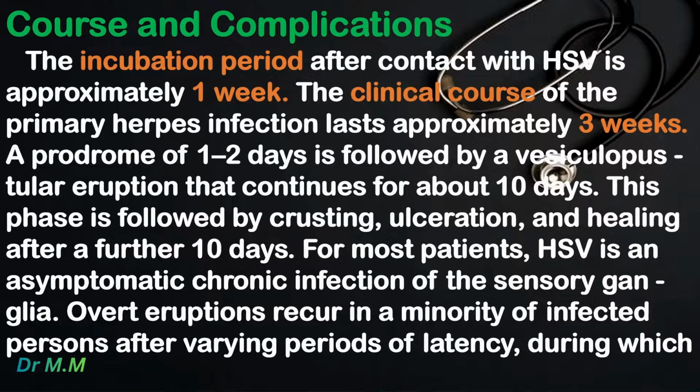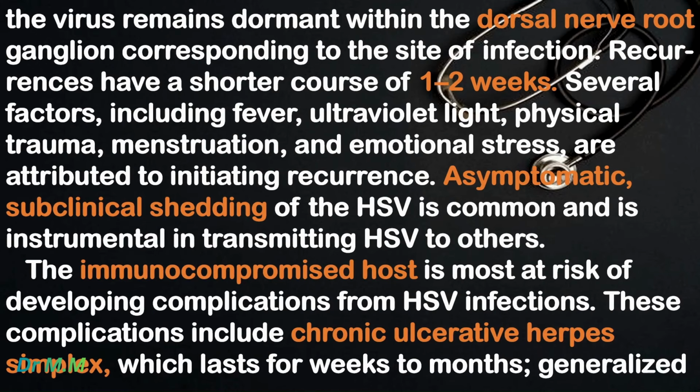For most patients, HSV is an asymptomatic chronic infection of the sensory ganglia. Overt eruptions recur in a minority of infected persons after varying periods of latency, during which the virus remains dormant within the dorsal nerve root ganglion corresponding to the site of infection. Recurrences have shorter courses of 1 to 2 weeks.